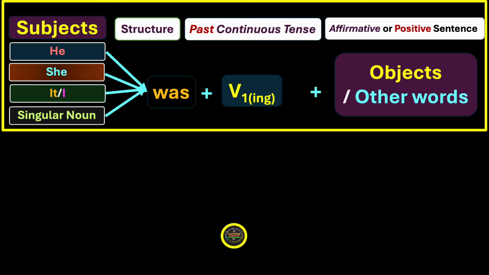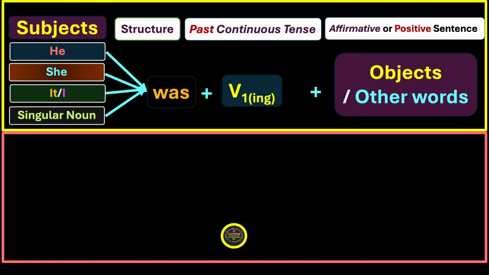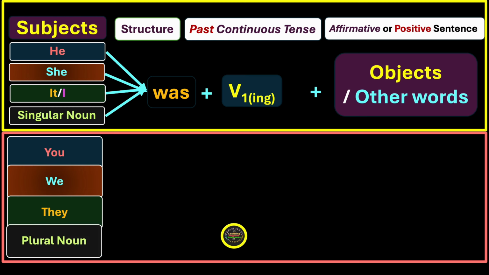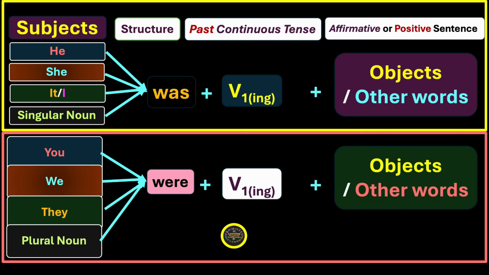We have another structure, and if we have the subjects like you, we, they, and plural noun, we use were plus first form of the verb and ing plus objects or other words. Now let's see the examples of past continuous tense.